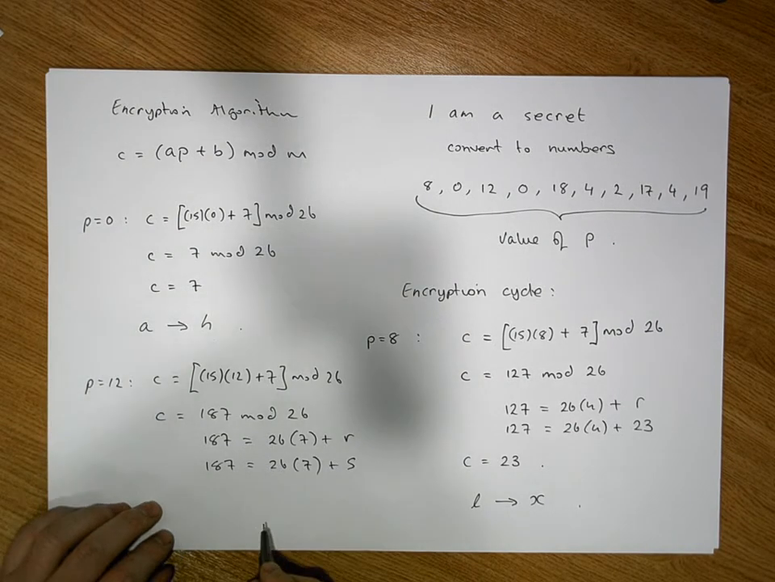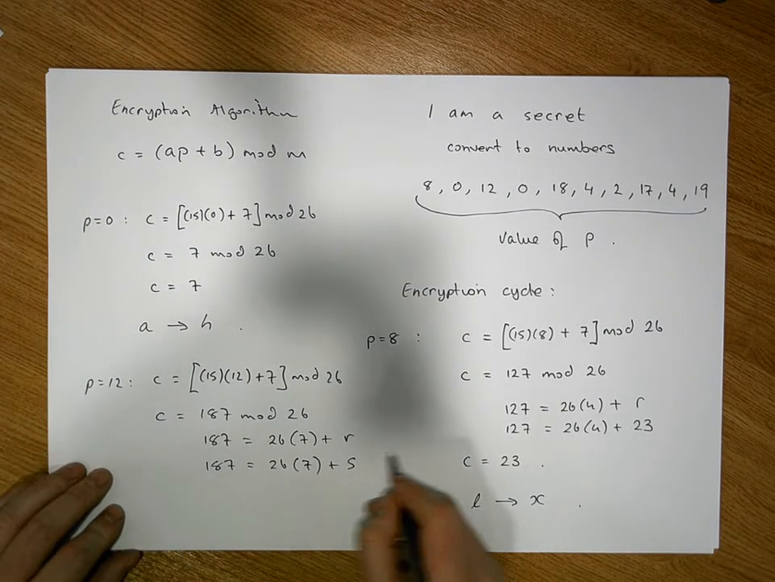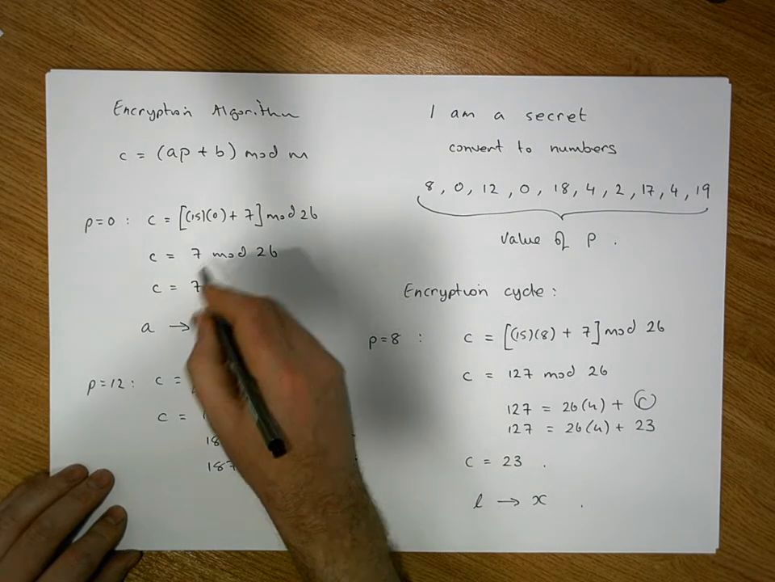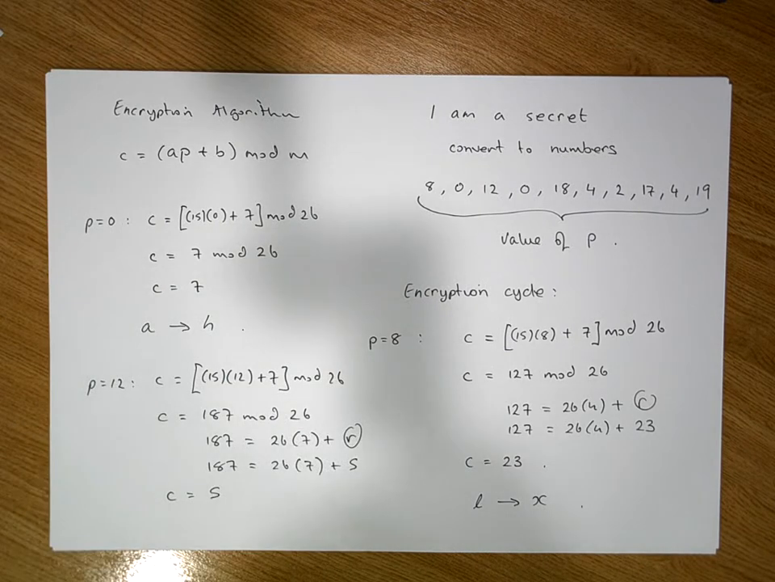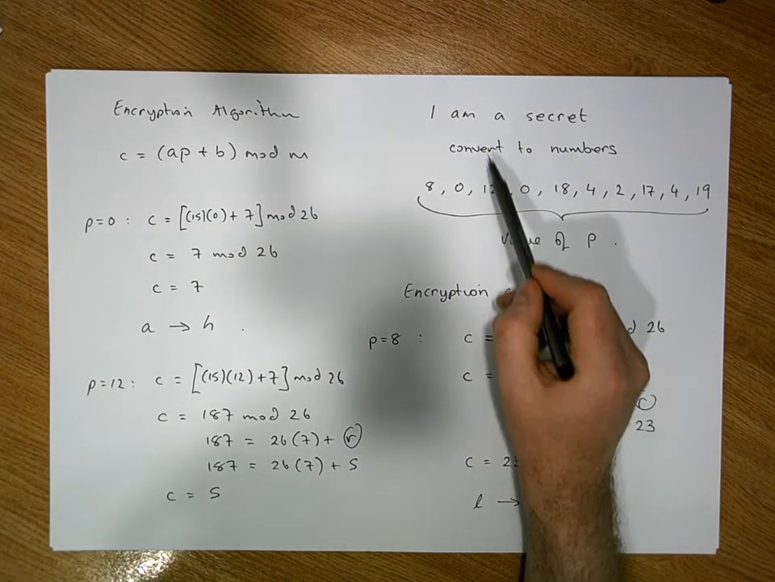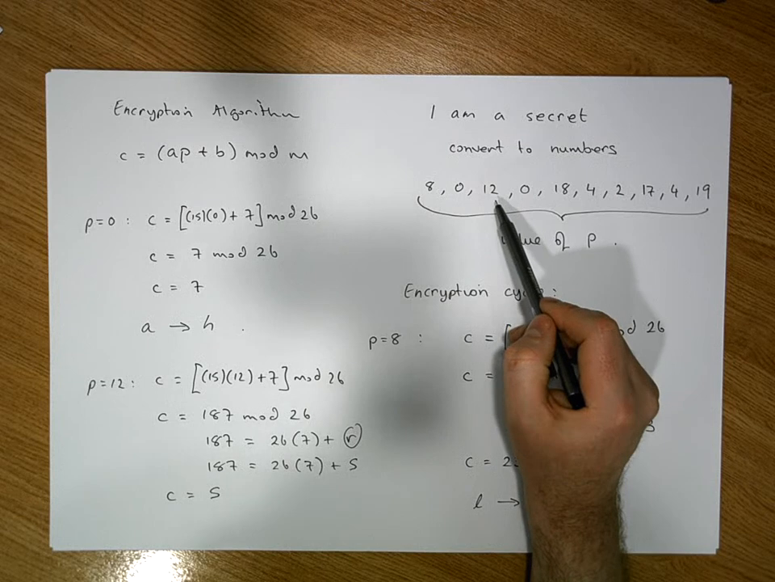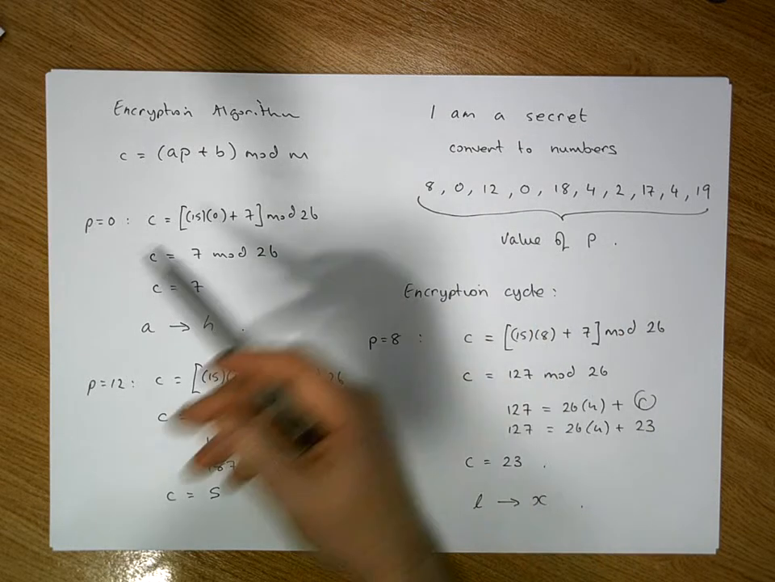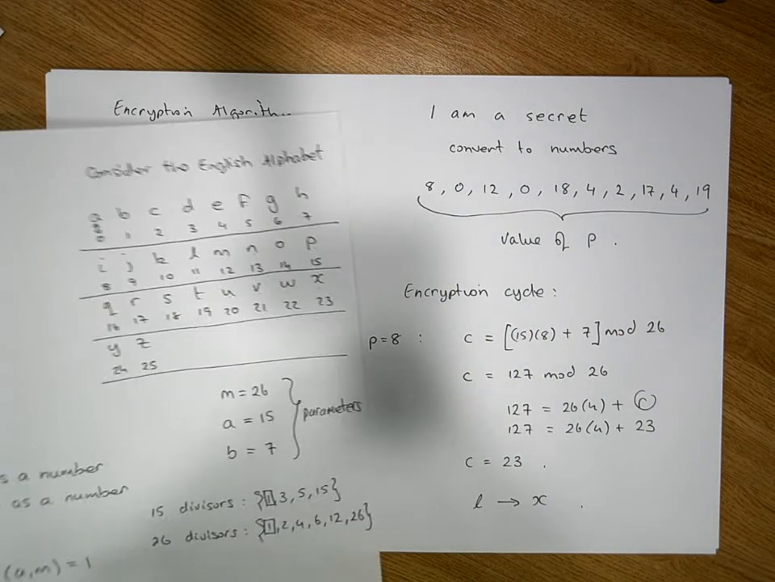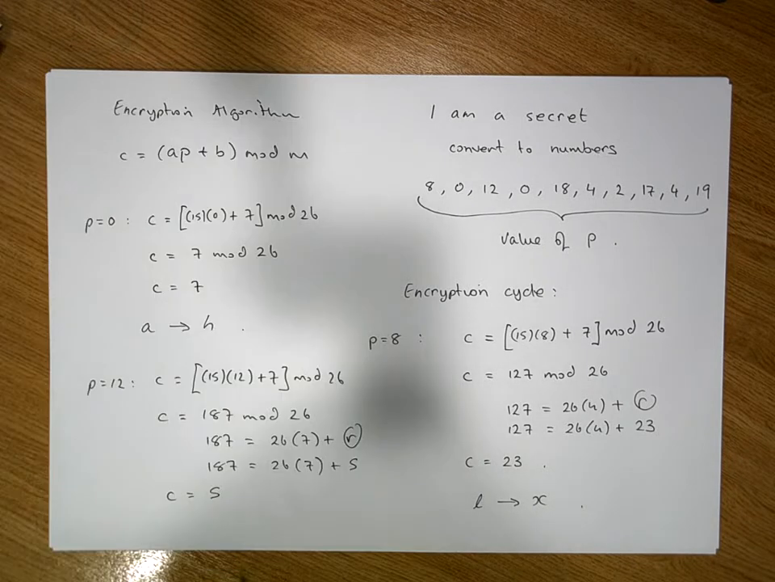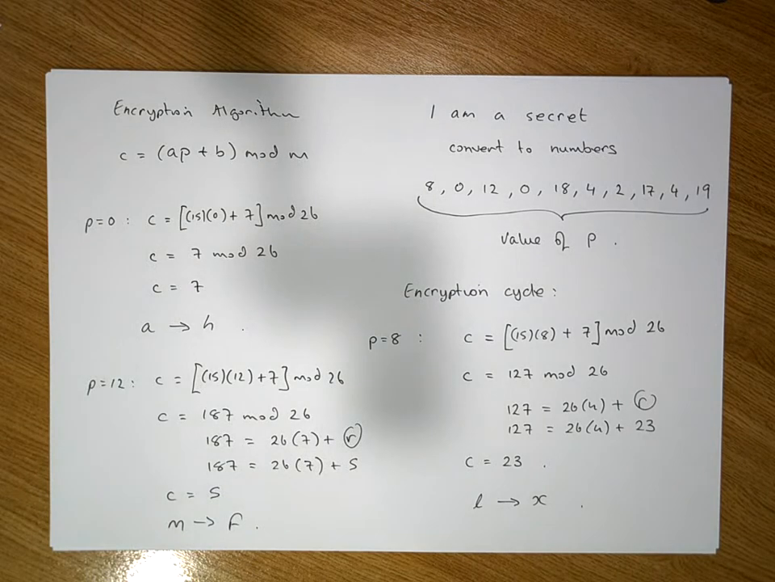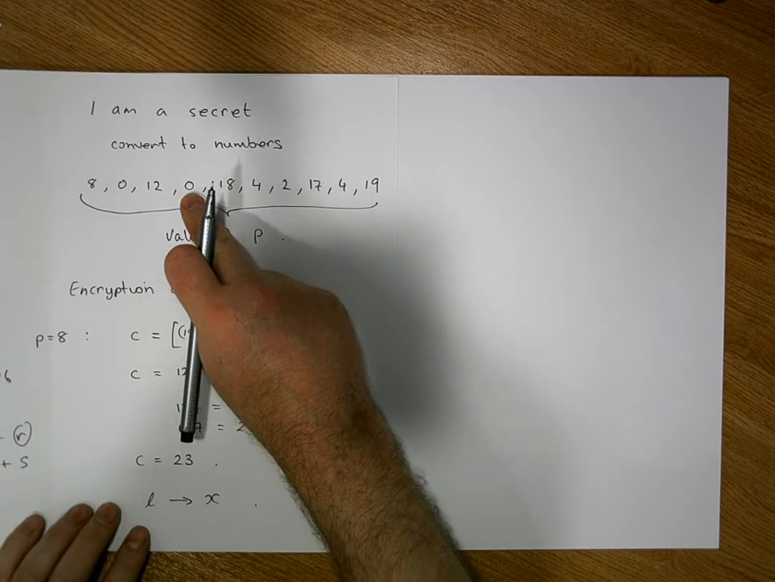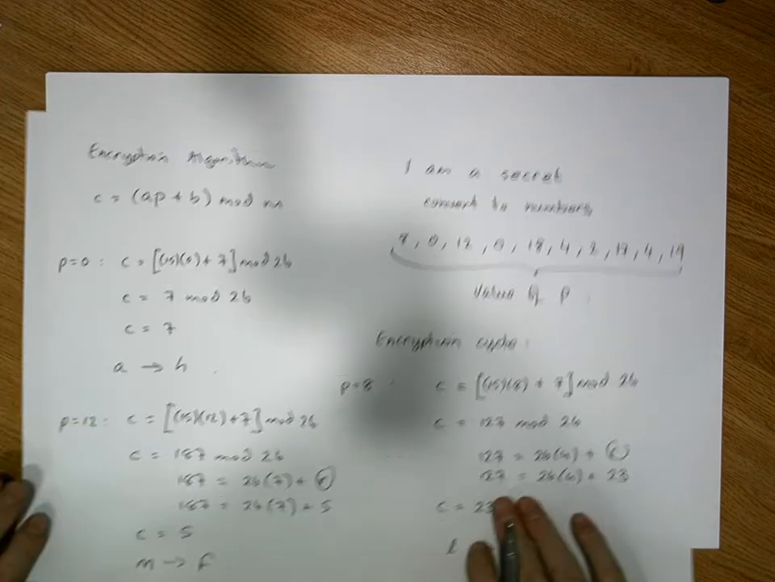So really, the remainder is what we're interested in. We're always interested in the remainder. The remainder is 5, so C is equal to 5. In this situation, the letter M, which was encoded as a 12, is taken through the encryption algorithm to the letter 5, and the letter 5 is an F. So M is taken to F. And we continue in this fashion. We already know 0 is taken to H, so we don't need to do that.